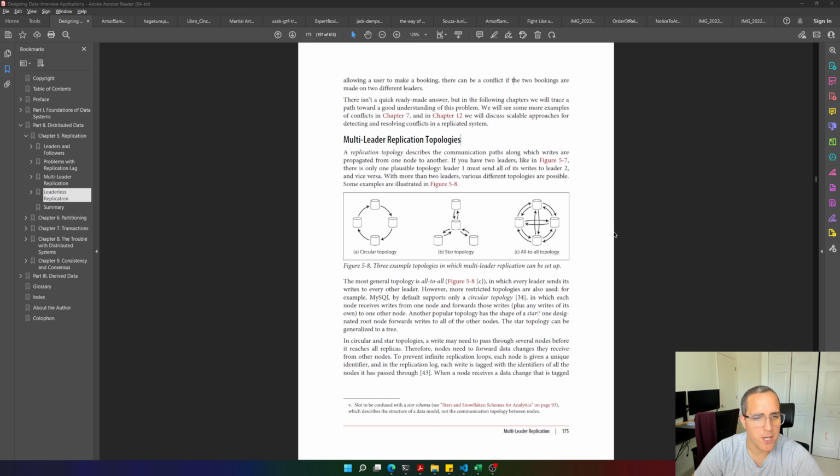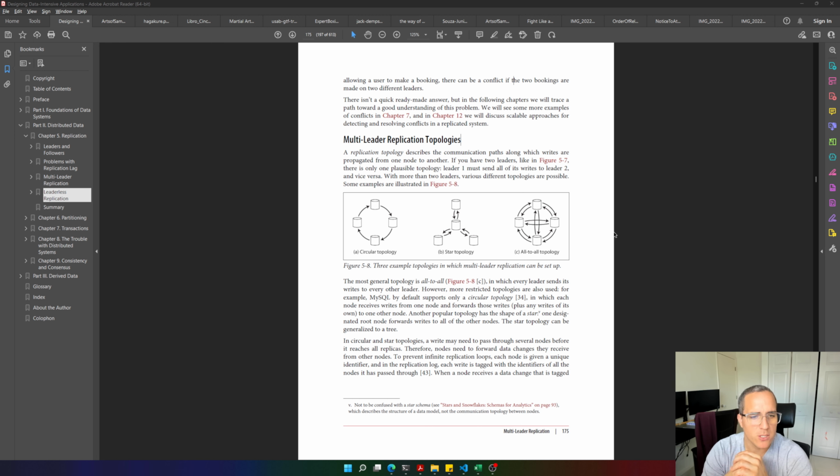Another popular topology has the shape of a star. One designated root node forwards writes to all the other nodes. The star topology can be generalized as a tree. In circular and star topologies, a write may need to pass through several nodes before it reaches all replicas. Therefore, nodes need to forward data changes they receive from other nodes.